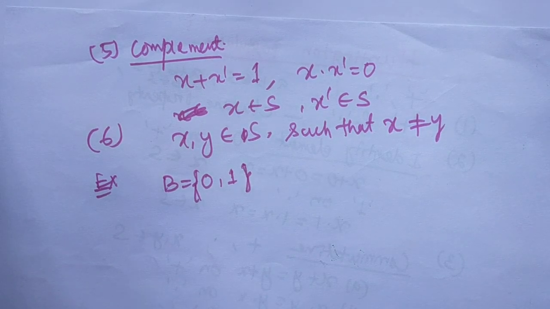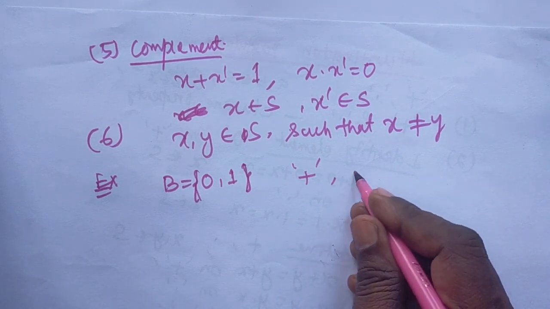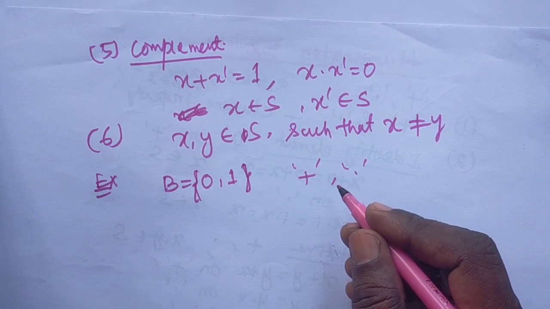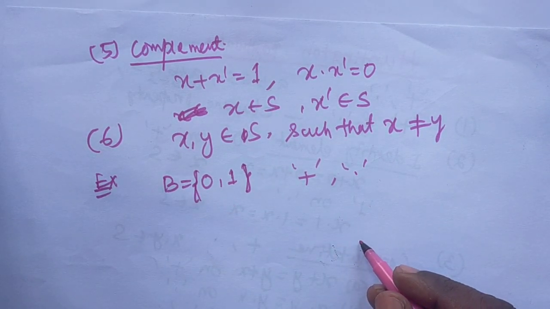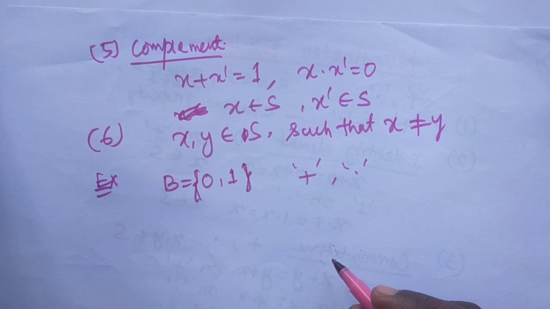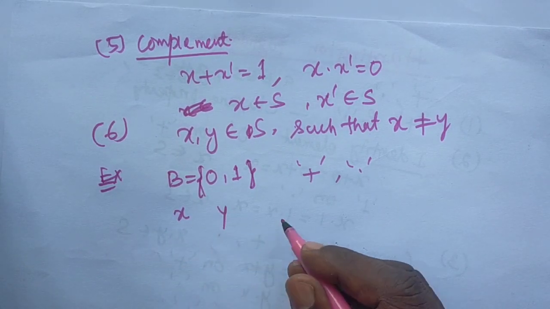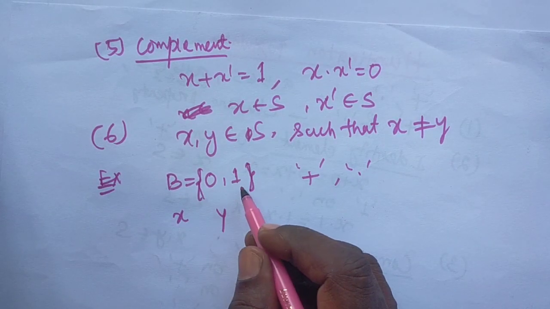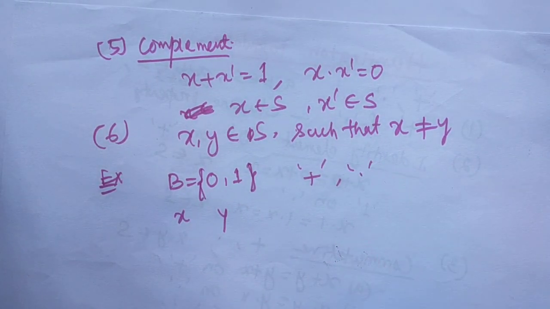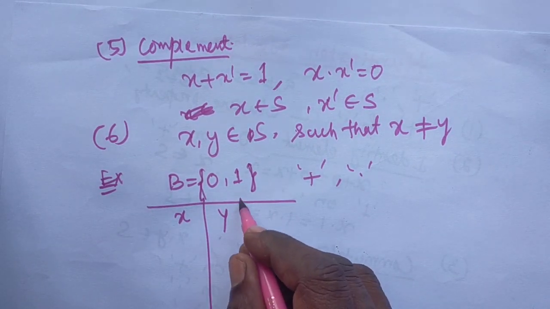Now we apply the binary operators, that is addition and dot or multiplication, on these two elements of set B. Then we see what kind of result we will get through that Boolean algebra. Let us consider x and y. On that Boolean algebra, the set is 0 or 1. Only we will consider 0, 1. We just apply two operators, plus and dot. Very simple way. Let's see here.